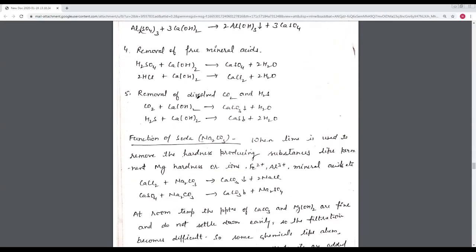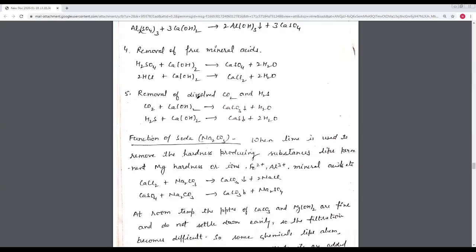Now, what is the role or function of soda? Soda is represented by Na2CO3. Soda removes only the permanent hardness of calcium. Permanent hardness of calcium may be represented by calcium chloride or calcium sulfate. If the hardness producing substance is calcium chloride or calcium sulfate, then they can be removed by sodium carbonate.